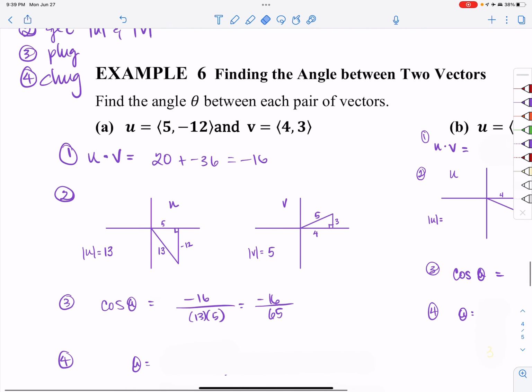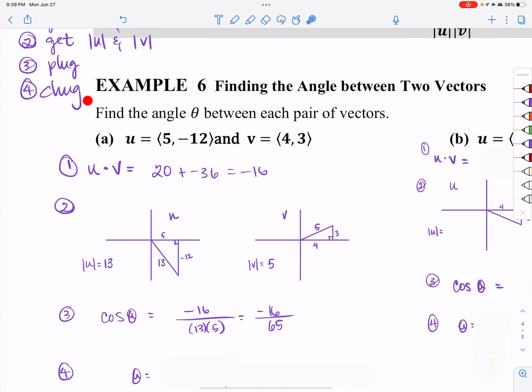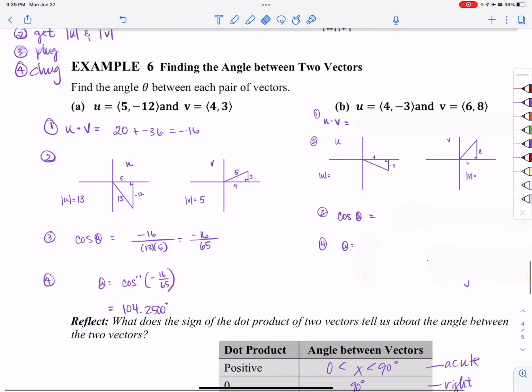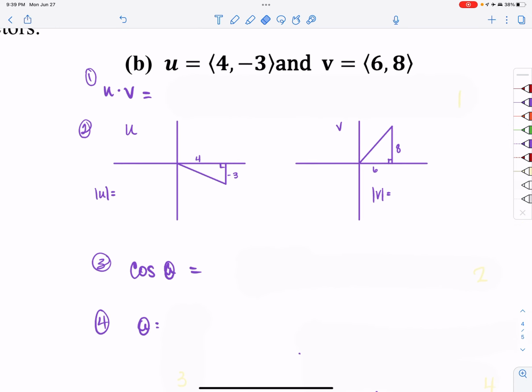And then the last thing we do for step 4 is we got to chug. We got to find out what theta is. Well, how do you find angles? You use inverses. All right, so what we're going to do then is use the inverse cosine of negative 16 over 65. This is definitely not a memorized unit circle value, so go ahead and pull your calculator out for that. And when I plug it in, I will get 104.2500 degrees.